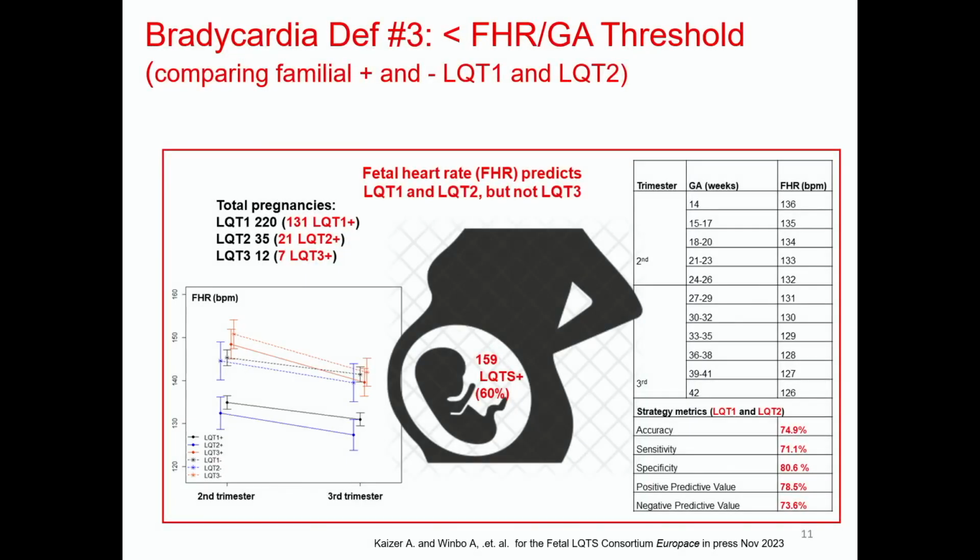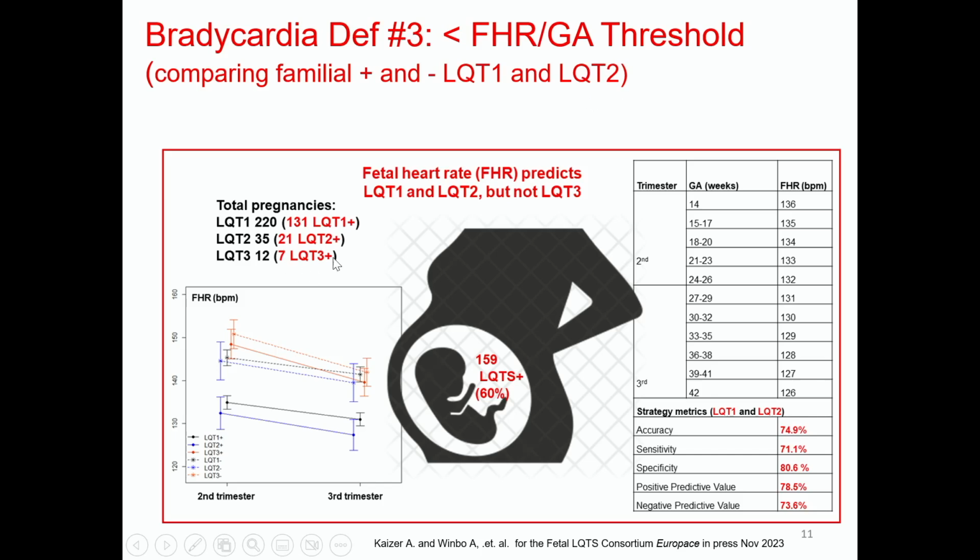Well, we looked a little bit further into this, and we compared genetically proven normal fetuses to genetically proven abnormal fetuses in all 3 long QT types, but we found that that heart rate difference, though it was so discriminating, was really only found in long QT type 1 and long QT type 2.